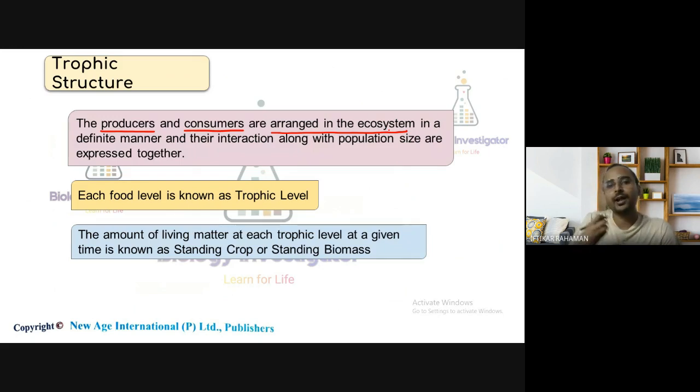তারা কি র্যান্ডামলি থাকবে, মানে যেখানে সেখানে থাকবে, তাদের মধ্যে কি কোনো রিলেশন থাকবে না? Is there any relation between these consumers and producers, or there is no relation as such? That is what we need to know. So the producers and consumers are arranged in the ecosystem in a definite manner. So there is a specificity.